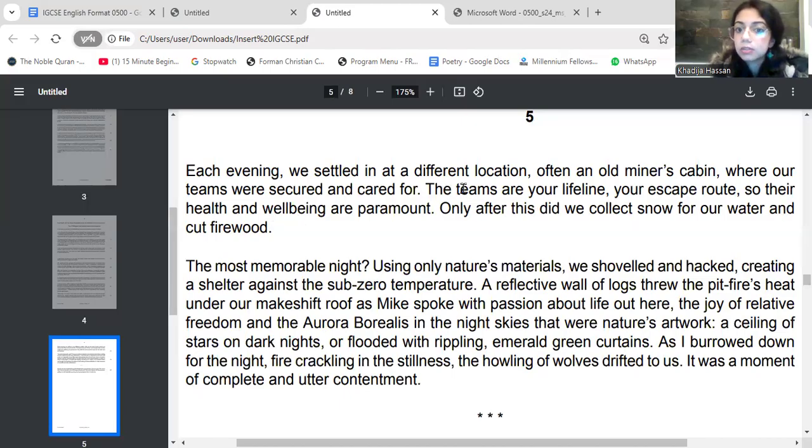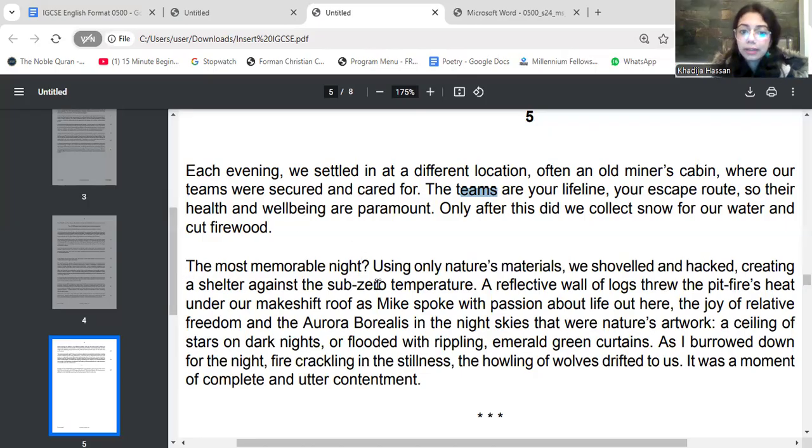So here by teams, they mean the dogs who were driving the sleds, right? So their well-being is obviously very important as well because they are the ones driving. They're the vehicles for them. They're the transport system for them.